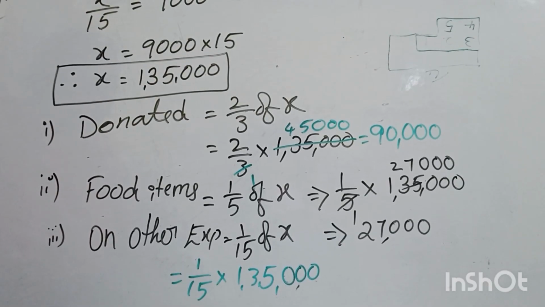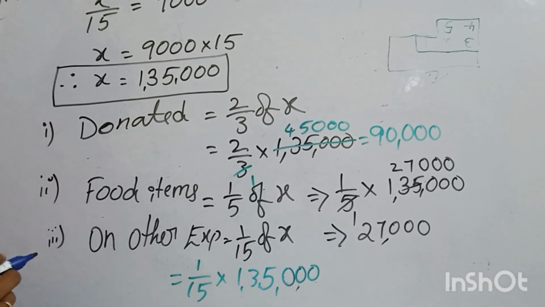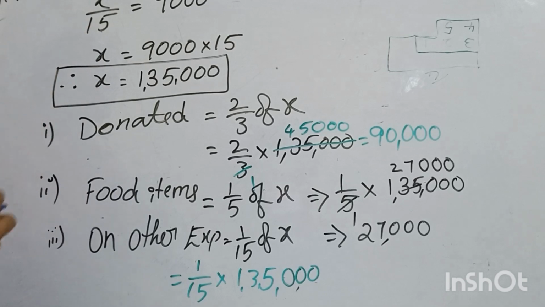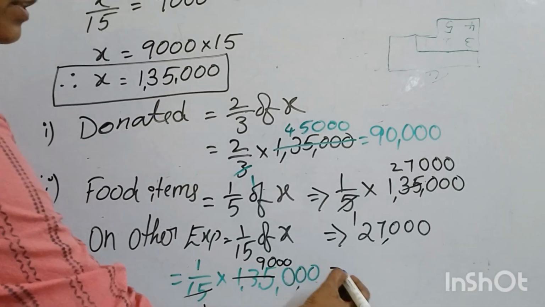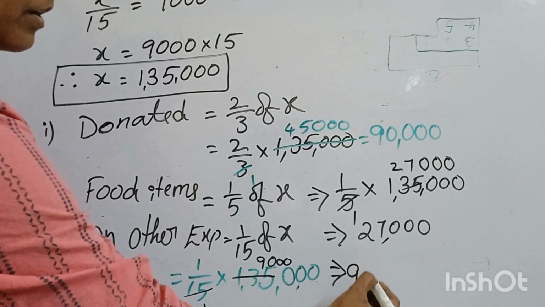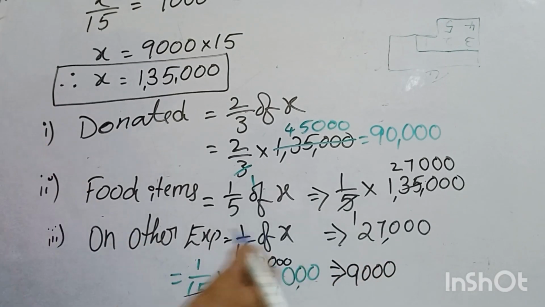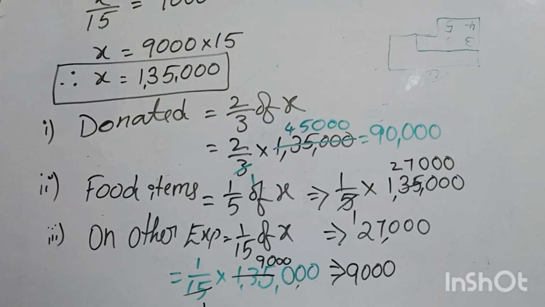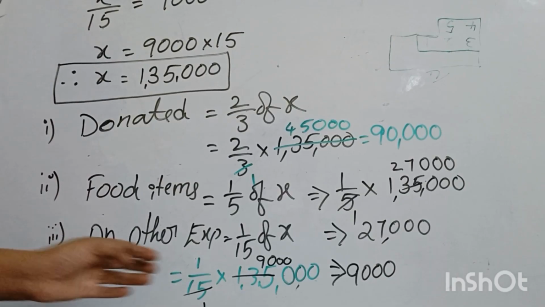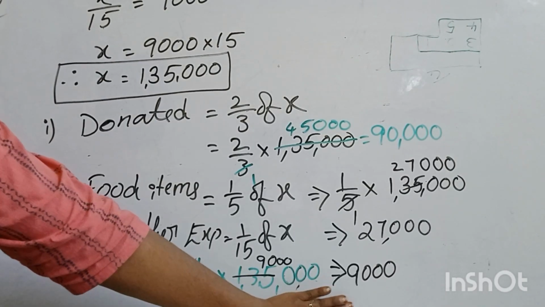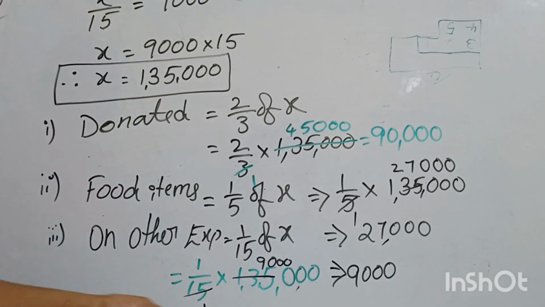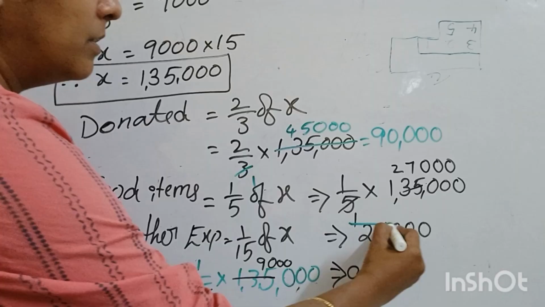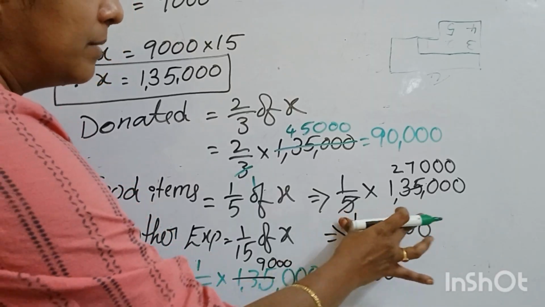How to cancel it in the 15 table? How many times? Just now we got the LCM also, right? 15 nines are 135, 15 ones and 15 nines, and these 3 zeros, right? How much is it? It is equal to 9,000 rupees. Got it, children? So what is this 9,000? 9,000 he spent on other expenses, and the 27,000 he spent on food items. This is on food items, right?